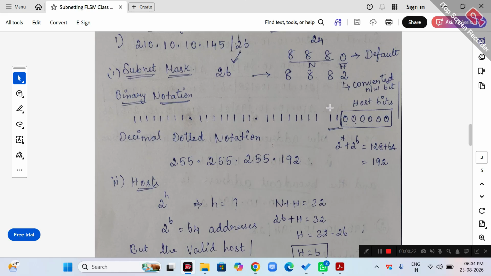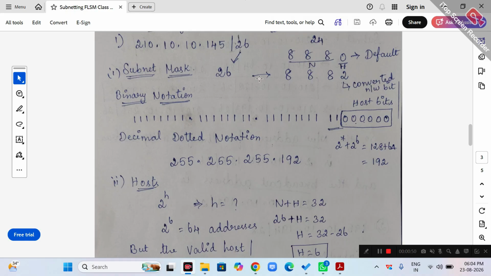In fixed length subnet mask, for each and every subnet, the range of the address is equal. In variable length subnet mask, the range of the address is different for each subnet based on the requirement, so we can reduce the wastage of address space in VLSM. Normally we use the VLSM concept, but FLSM is the foundation for VLSM. So in this video, I am explaining about FLSM.